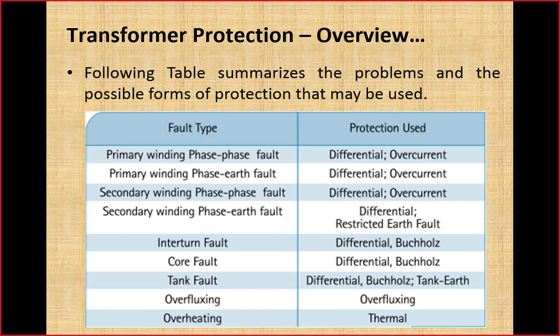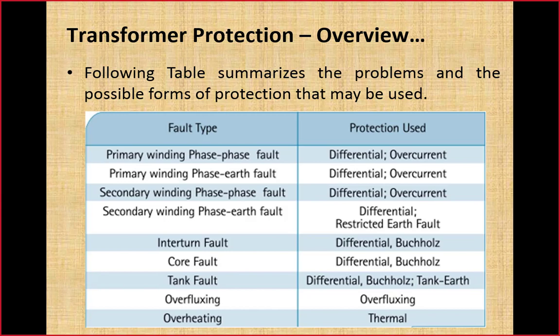For example, for a primary winding phase fault, differential relay and overcurrent relay are used. Primary winding phase to earth fault, differential and overcurrent. Secondary winding phase to phase fault, differential and overcurrent. Secondary winding phase to earth fault, again differential and restricted earth fault. This is the same as the earth fault relay, but its setting will be a bit more sensitive as compared to simple overcurrent. Then interturn fault, so differential relay and Buchholz relay. Working of this Buchholz relay will be discussed in a later slide.